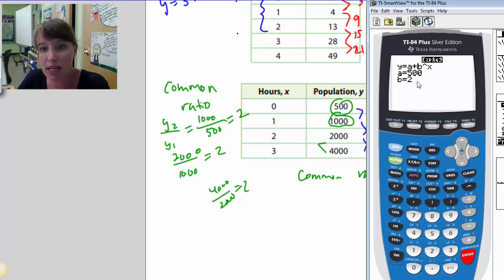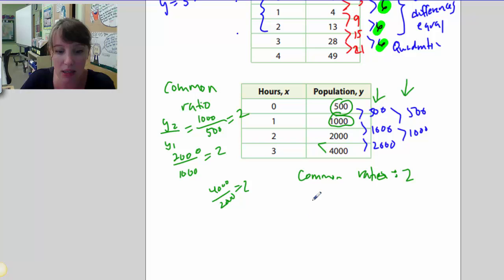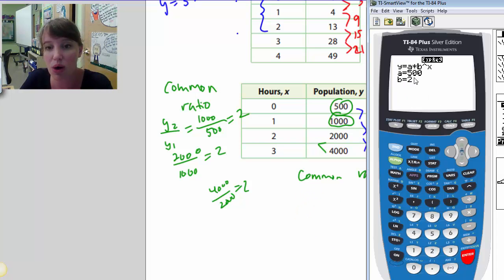Okay, so it's saying that the initial value is 500, which we knew, and the B value, the value that's being raised to the exponent, is 2. So here, all you're doing is putting these into A and B. So Y is equal to 500 times B to the X.